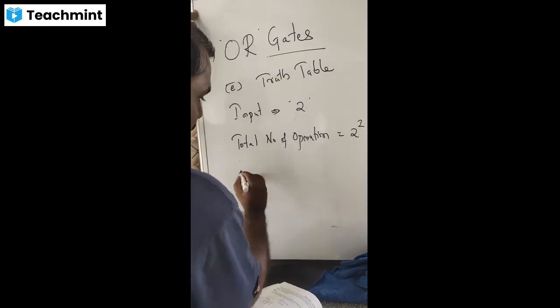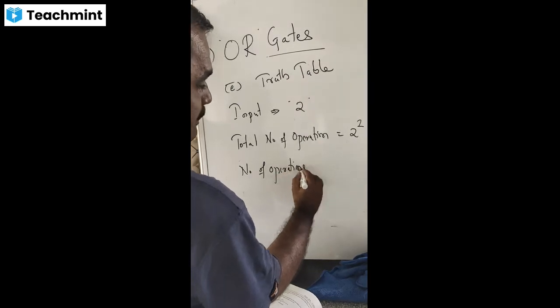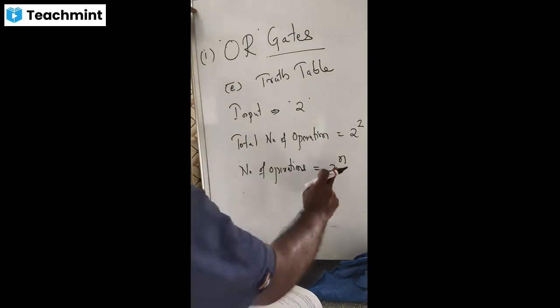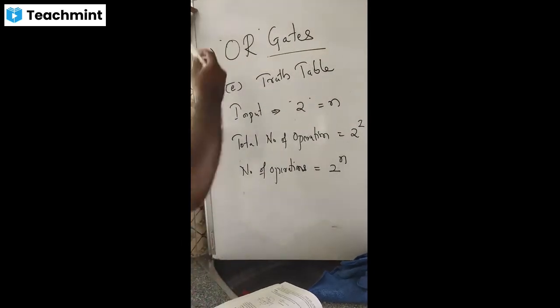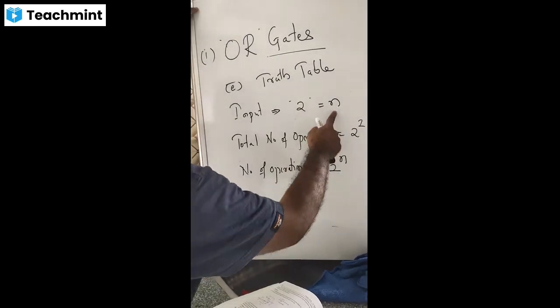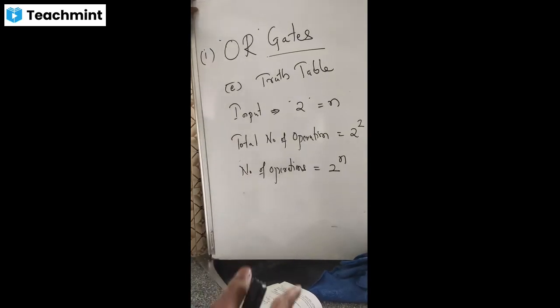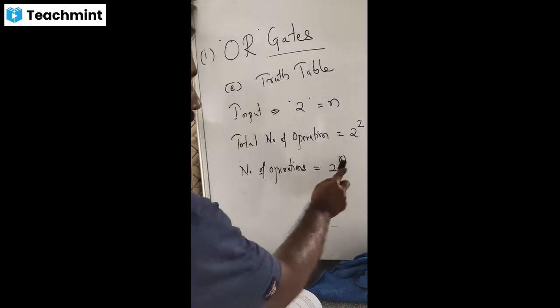General formula will be equal to 2 raised to n. 2 raised to n means, n means input. If we have 2 inputs, 2 raised to 2, 4. If we have 3 inputs, 2 raised to 3, 8. If we have 4 inputs, 2 raised to 4, you are going to have 16 operations. What the possibilities are I will explain, but you should know this general formula. Number of operations or possibilities will be 2 raised to n, where n is the number of inputs.